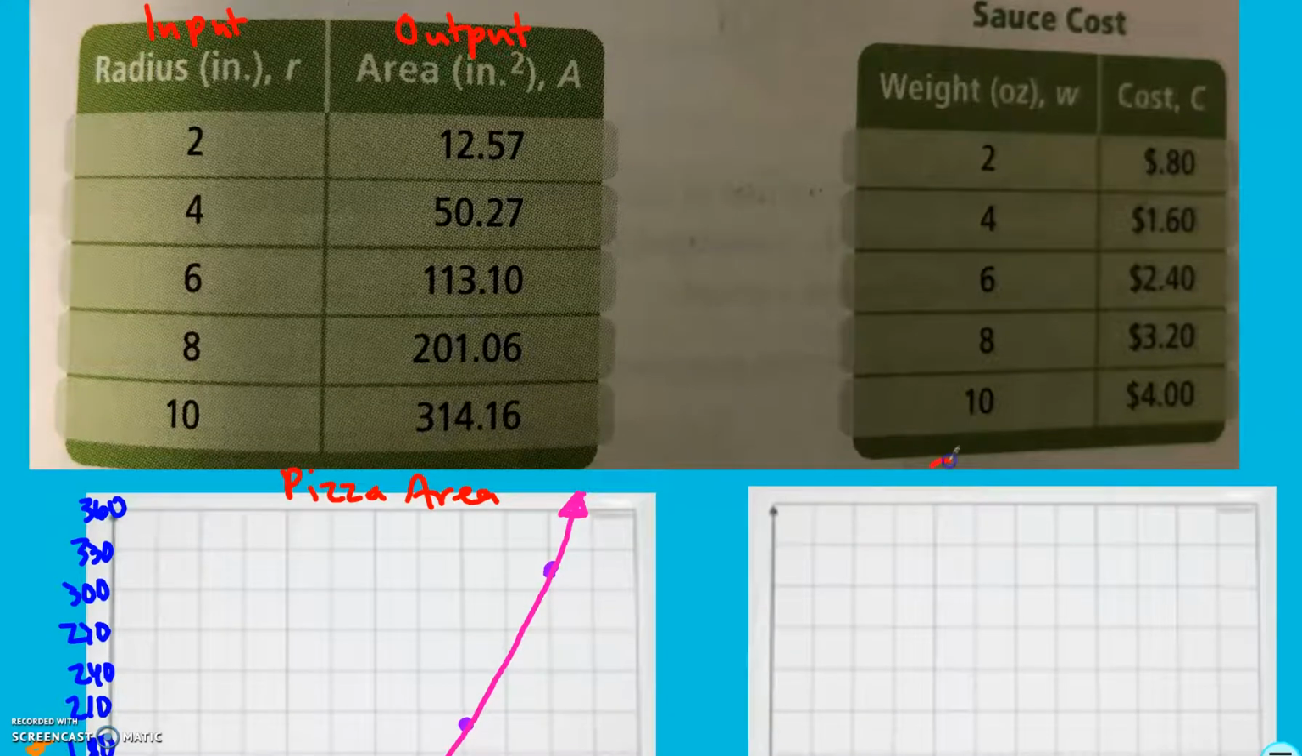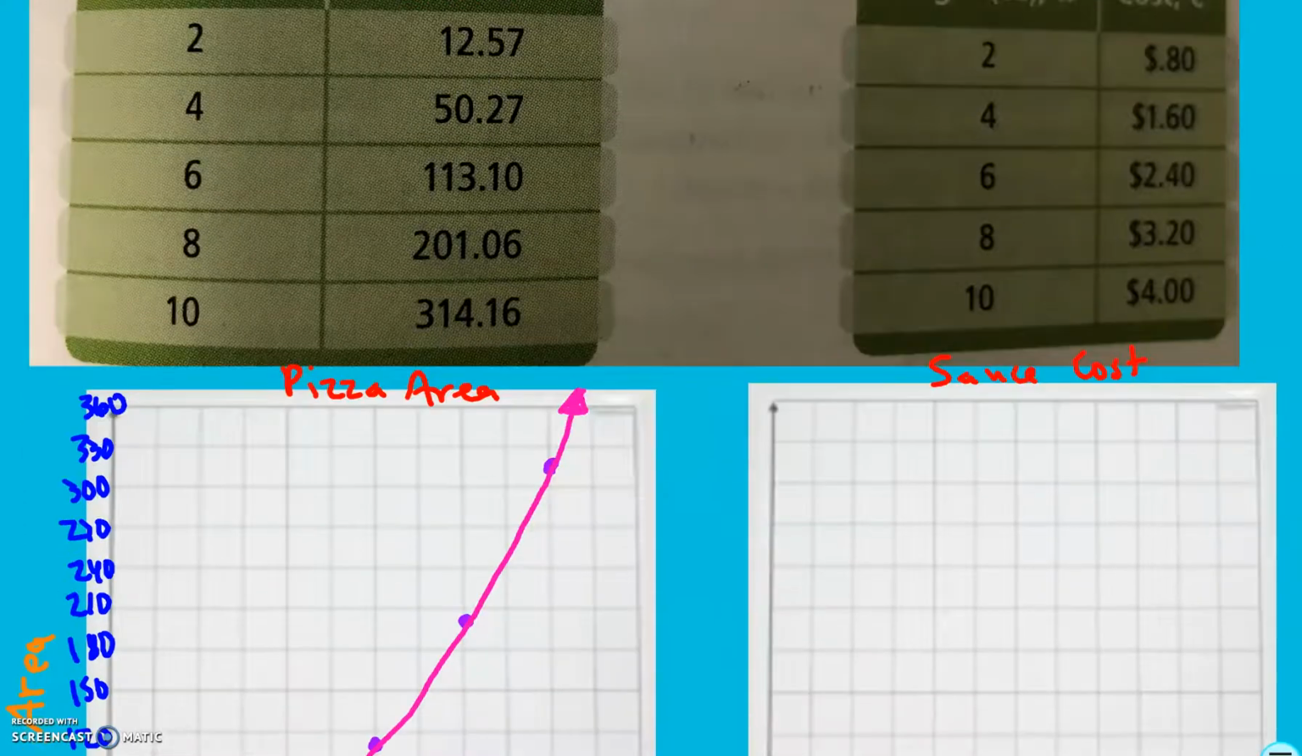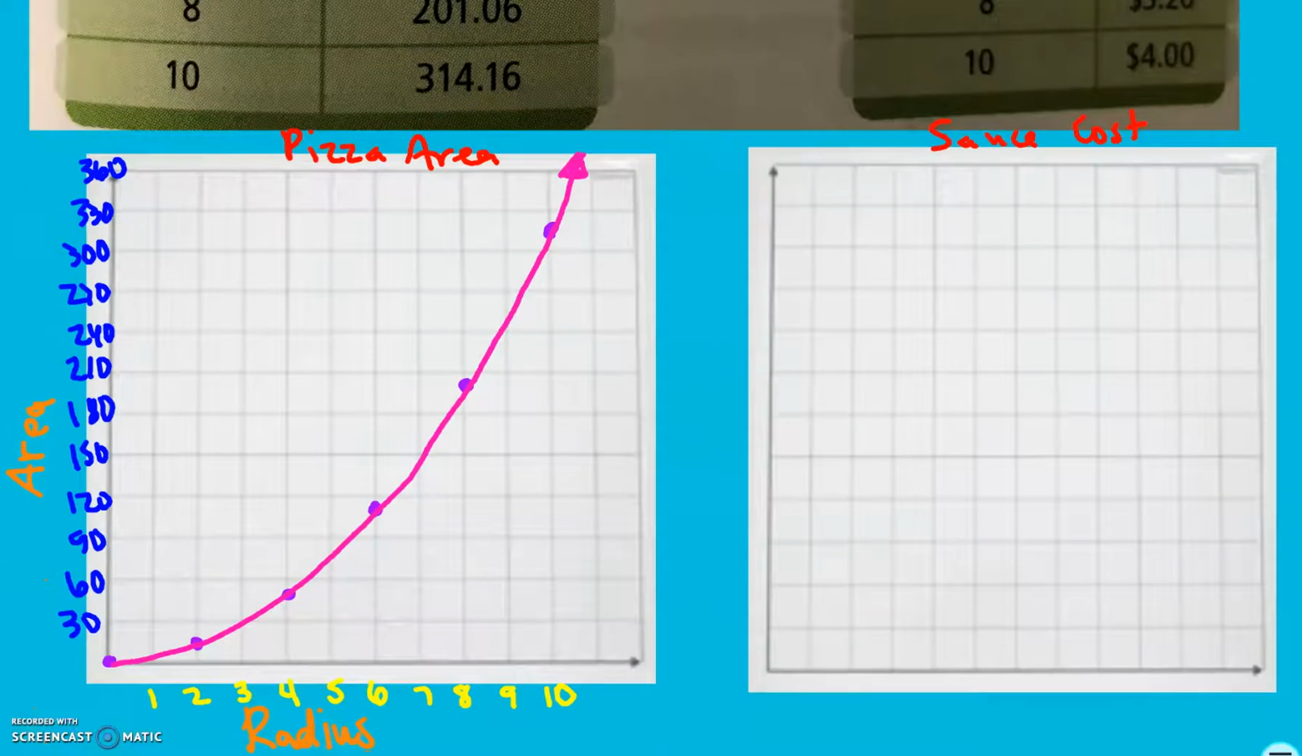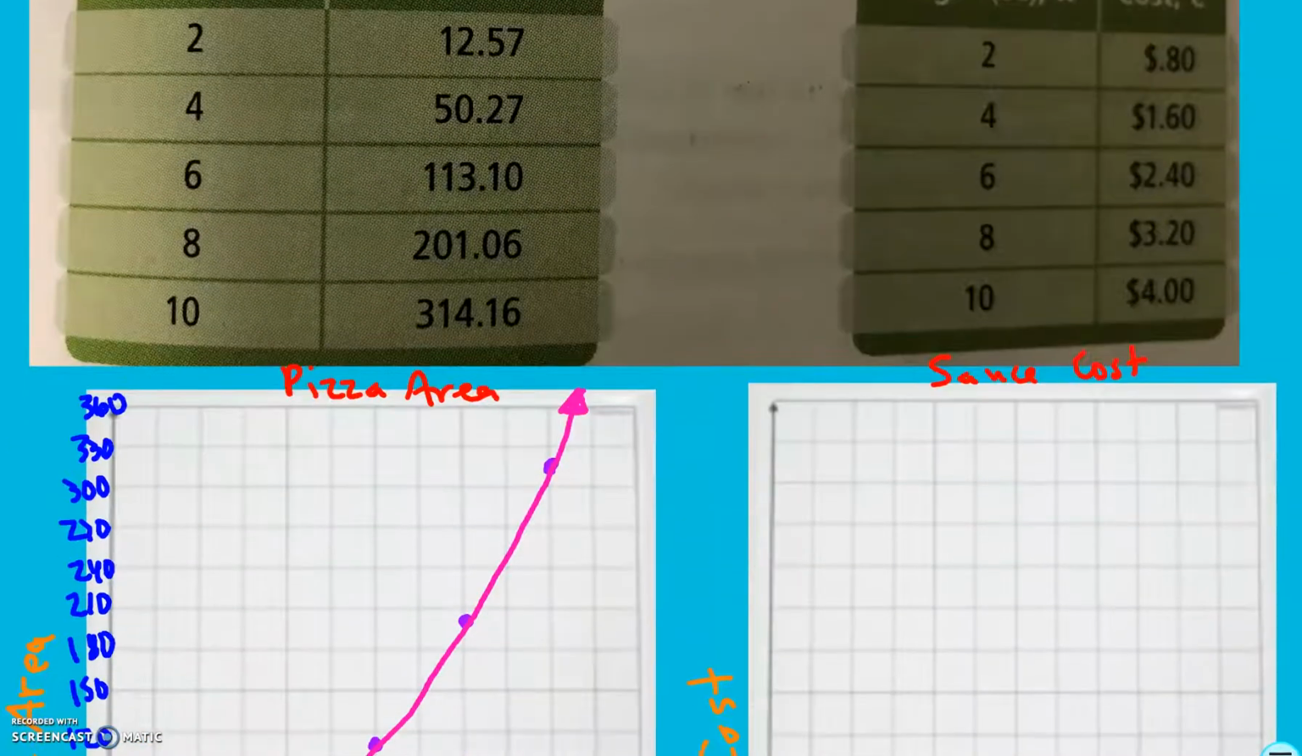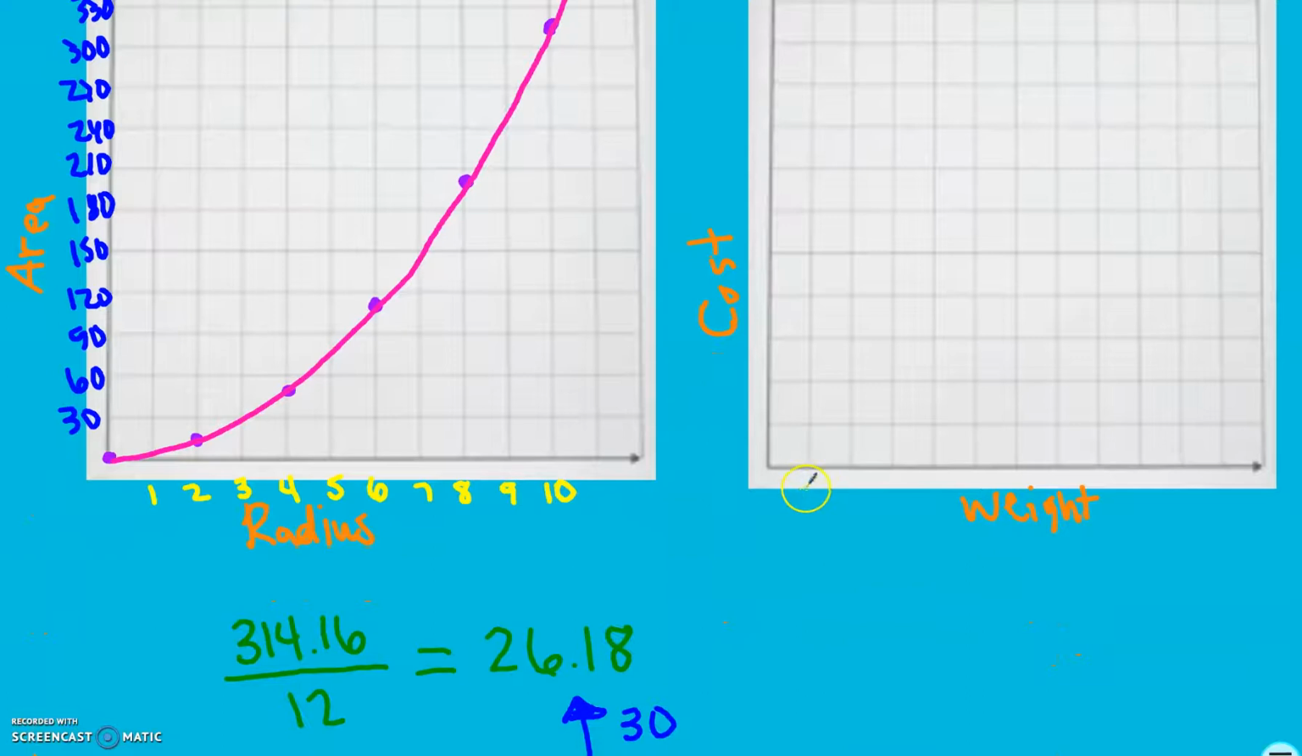Our second one here is sauce cost. Weight and cost there, the relationship between them is that cost depends on weight. How much of it we use determines how much it costs. So since weight is independent, it's our input, it goes on the bottom. And since cost is dependent, it goes on the side. If I look here, my weight is the same, so still I'm going to go up by ones.